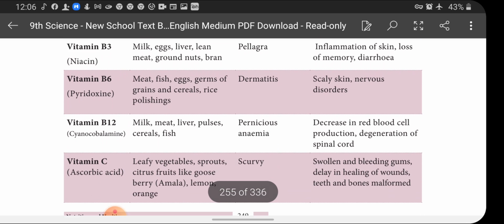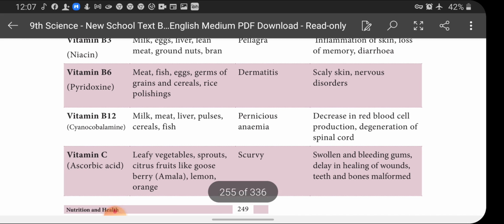Then vitamin B6, pyridoxine, as it is commonly called, is present more in meat, fish, eggs, germs of grains and cereals, and rice polishings. The deficiency symptom of vitamin B6 is dermatitis, and the symptoms are scaly skin and nervous disorder.